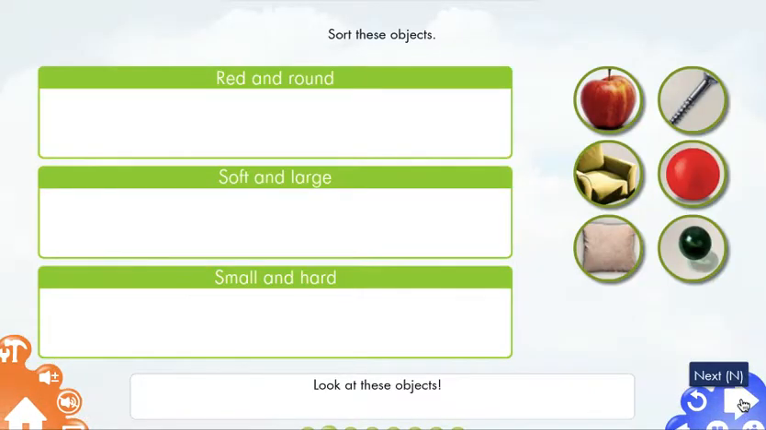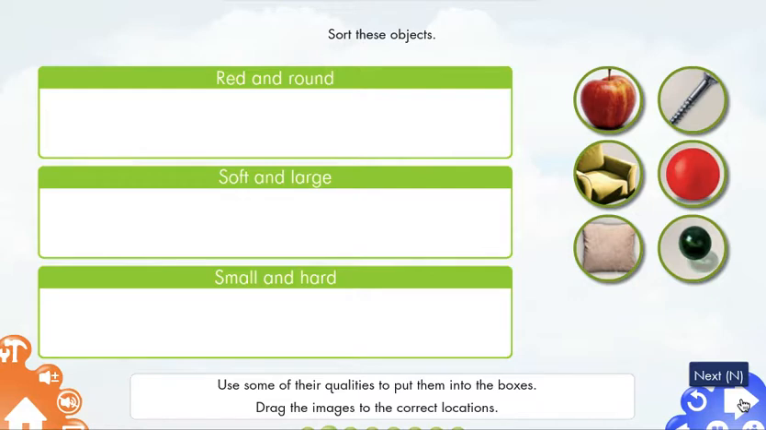Look at these objects. They have similarities and differences. Use some of their qualities to put them into the box. Drag the images to the correct locations.